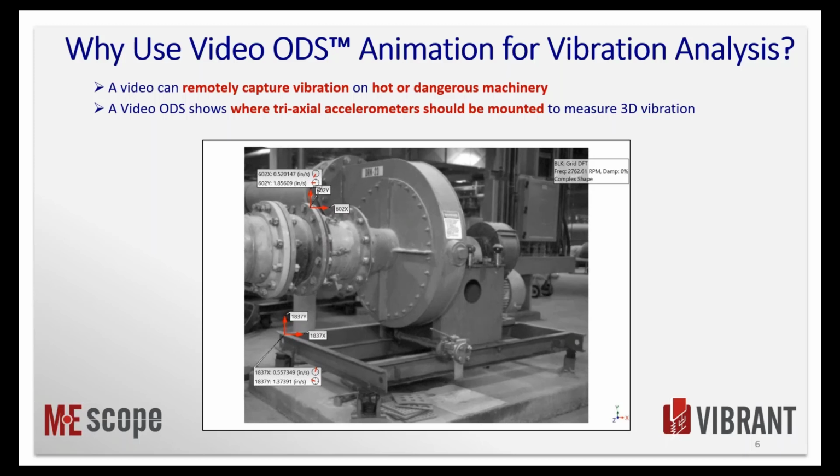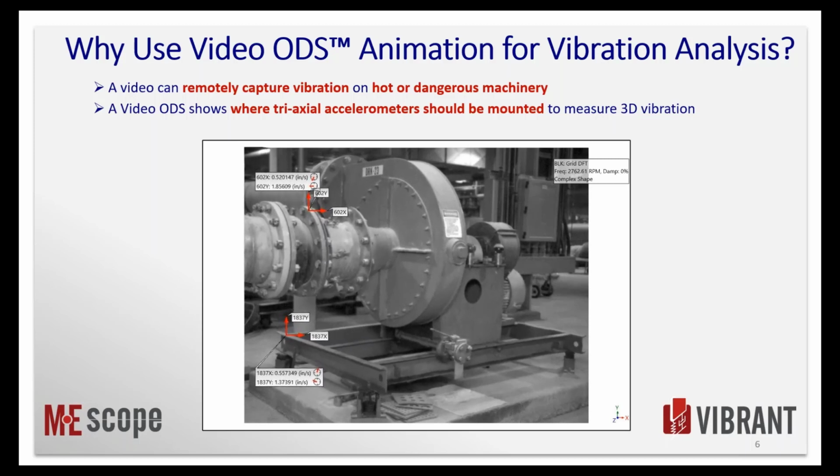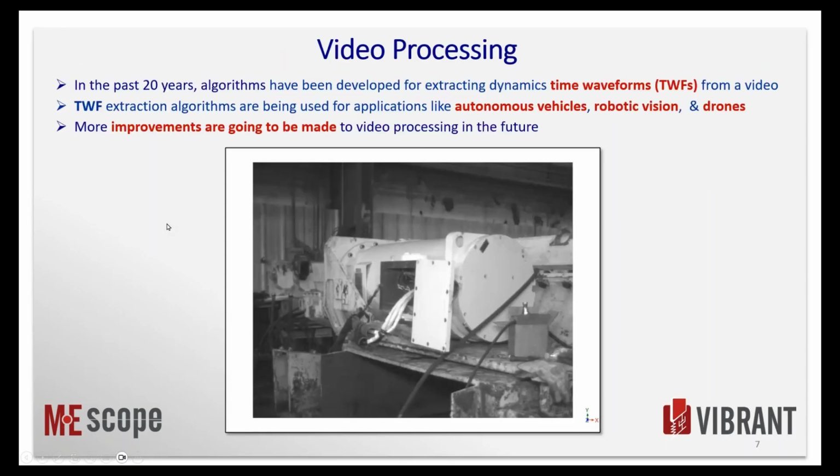But here we're talking about other advantages. Why use a video ODS? We can remotely capture vibration, hot and dangerous machinery, so we don't have to be putting accelerometers on the surface. But if we want to instrument the machinery to do a more careful modal analysis or resonance analysis, we can see from the video where to put the accelerometers.